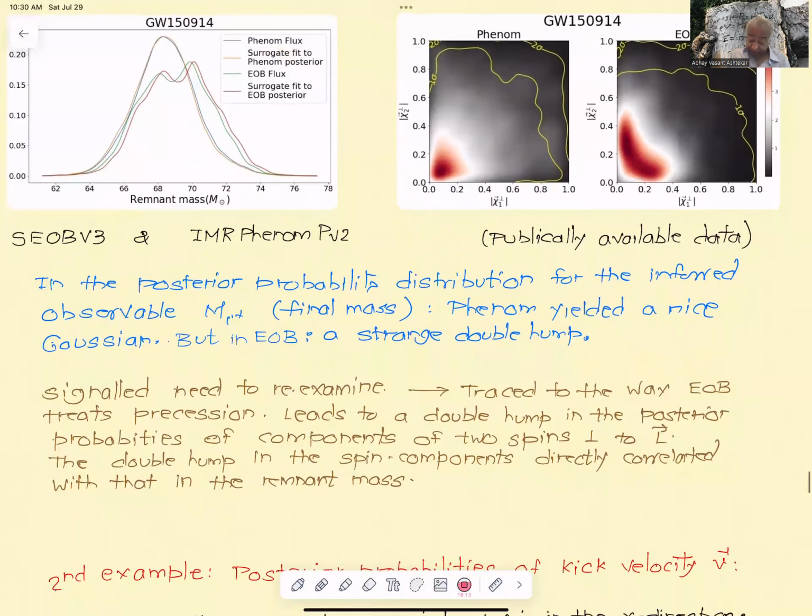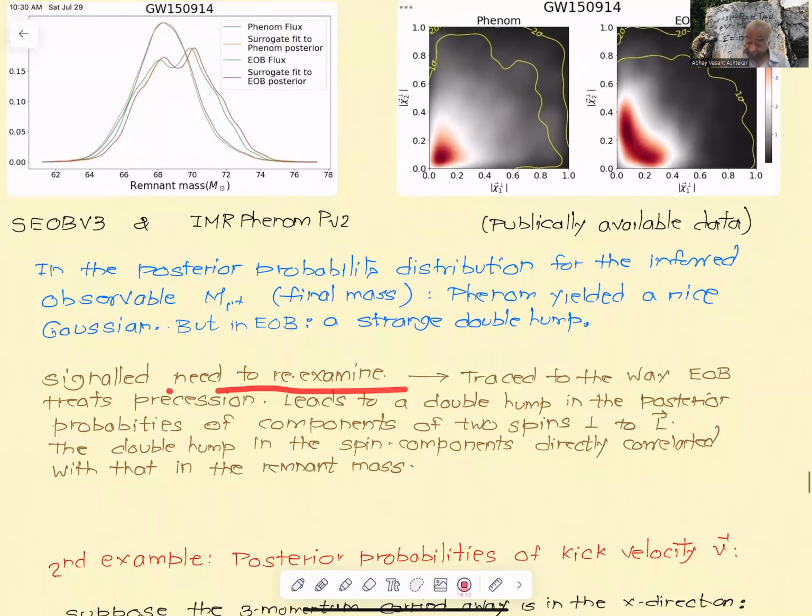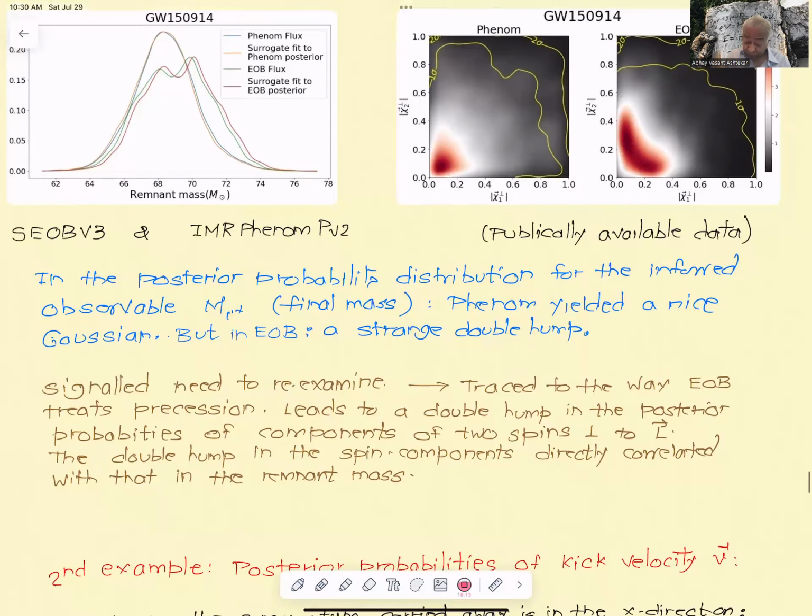And so the question is, what is the signal, the need to re-examine, and this was traced back to the way that the EOB model treats precession. Remember, precession is that if the two spins are not aligned or anti-aligned to the orbital angular momentum, then the orbital angular momentum precesses. And the way that the precession is treated in the EOB model actually produced, so these are really the spin vectors, if you like. So it really also produced a double hump in EOB.